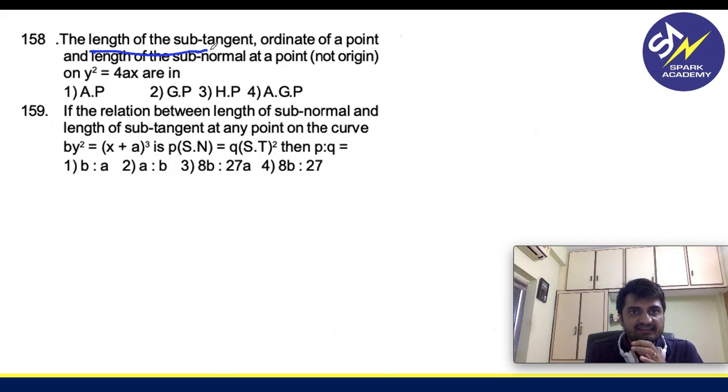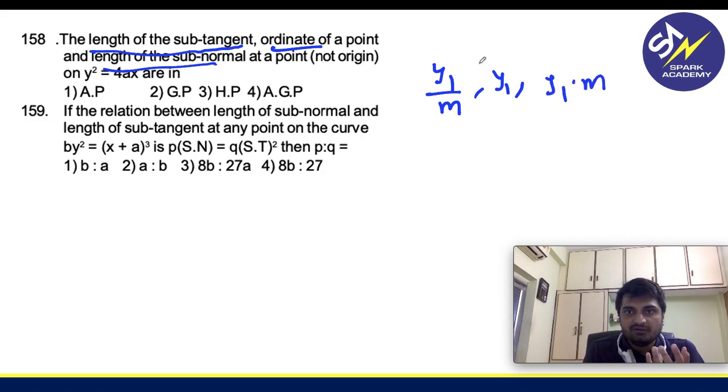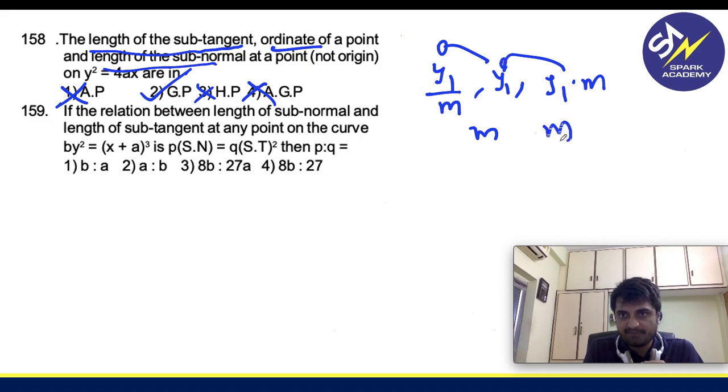Same thing, so they are asking the length of the subtangent. The length of the subtangent is y1 by m. And the ordinate is what? y1. And the length of the subnormal is what? y1 into m, right? They are in which progression? Now if it is AP, the difference should be same. It's not AP. So it can't be AGP also. AGP means arithmetic and geometric. If it's not AP, the reverse of AP, HP, is not possible. GP should be the answer. Anyways, let's check. What is the ratio? y1 by m, that is m. This also the ratio is m. So 158, that's the answer.